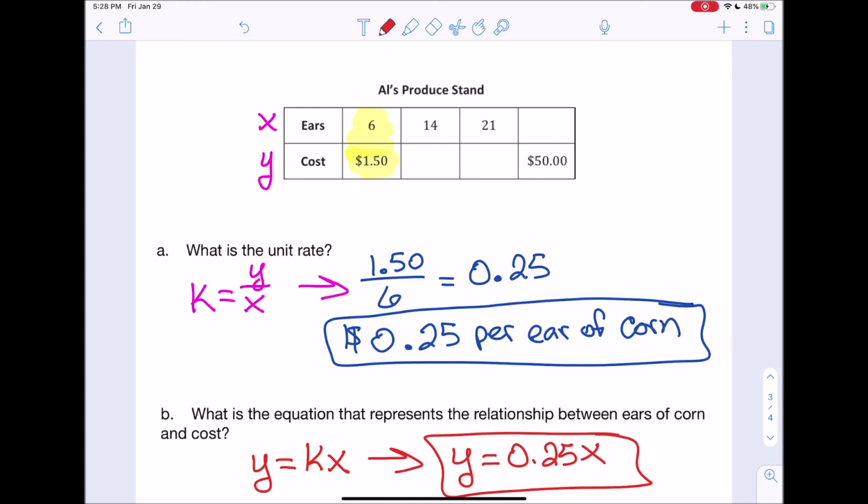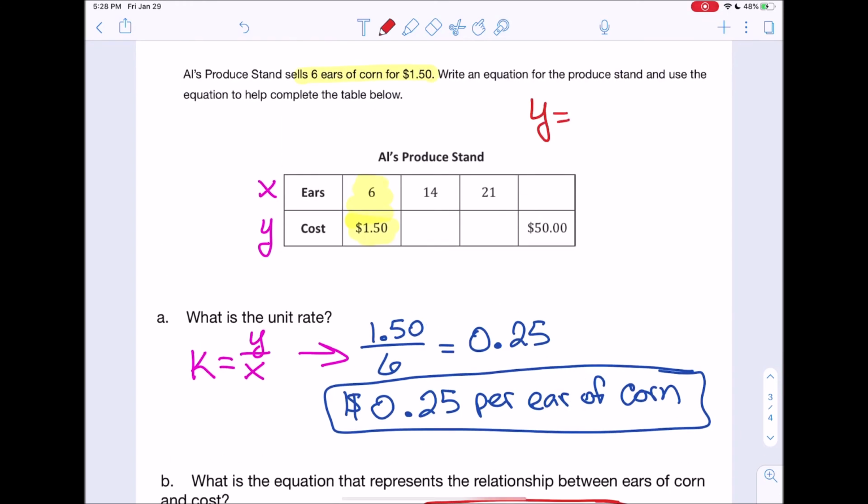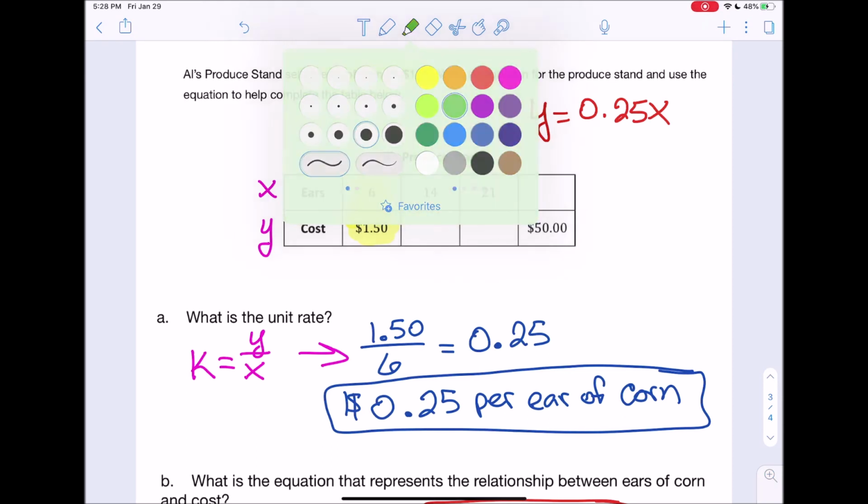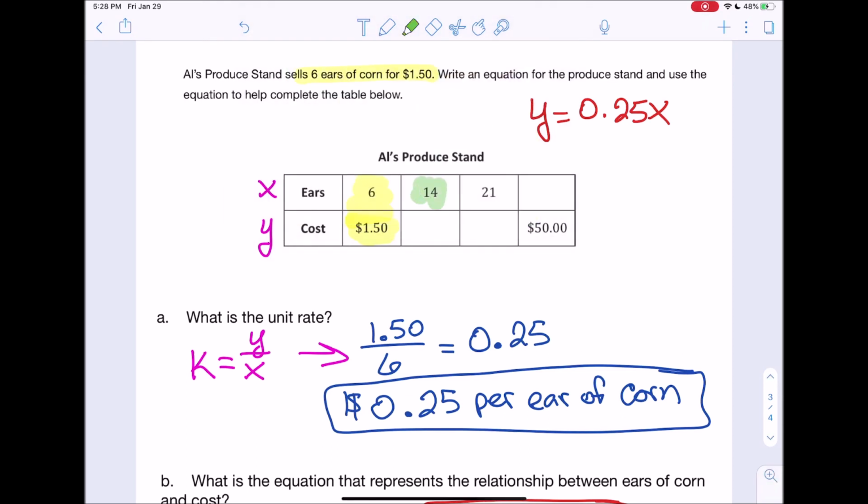So here we go. I'm going to write the equation at the very top. Y equals 0.25x. Okay, so in our first piece of information, we're given 14 for x. Okay, well, y equals x times 0.25 or x times 25 cents. So I'm going to go ahead and do that. 14 times 0.25. And we get 3.5. So it's going to be $3.50.